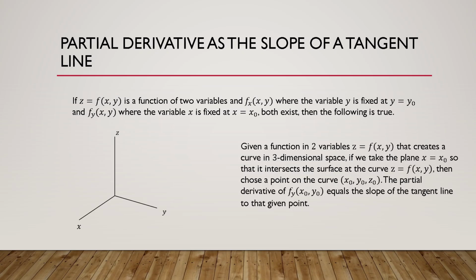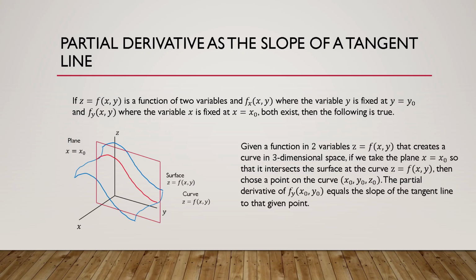Given a function in two variables, z equals f(x,y), that creates a surface in three-dimensional space, if we take the plane x equals x sub 0 so that it intersects the surface at a curve, then choose a point on the curve (x sub 0, y sub 0, z sub 0), the partial derivative of f at (x sub 0, y sub 0) with respect to y equals the slope of the tangent line at that given point.